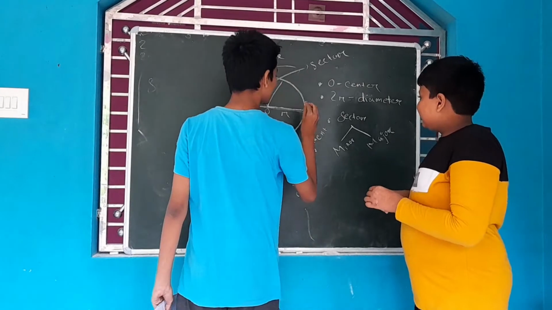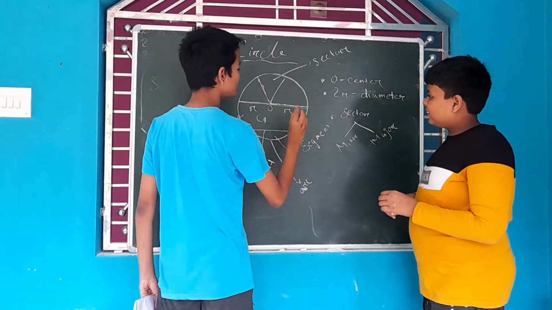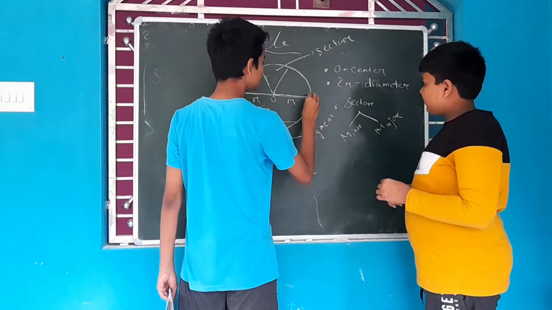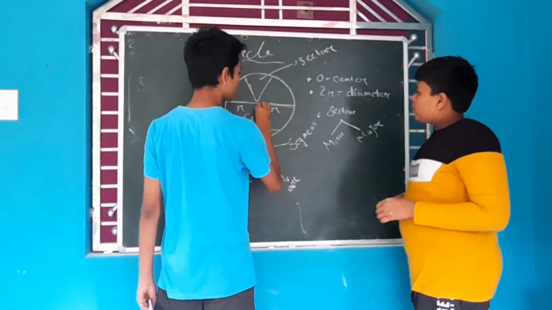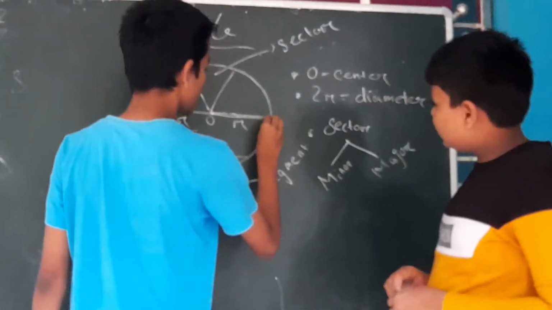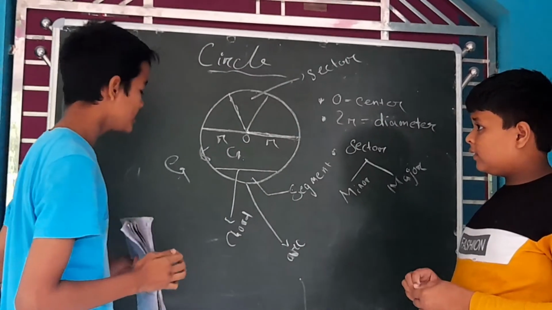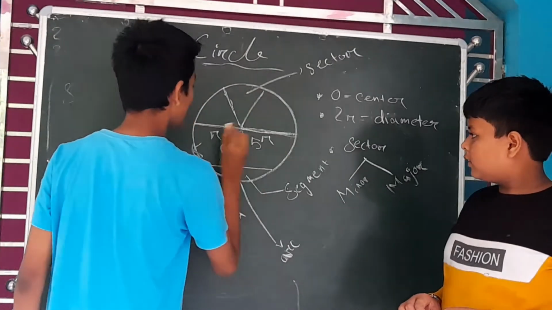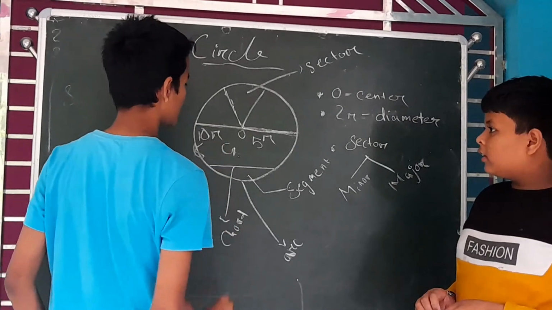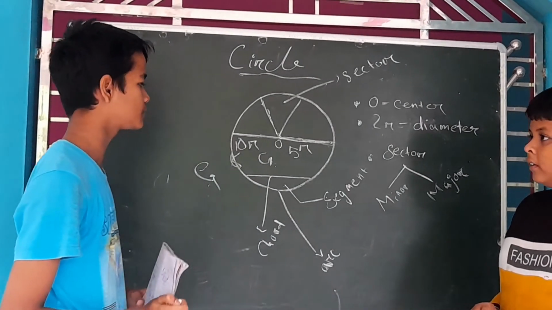Radius is a line from any point on the circle stretched to join the center point of the circle, and it is called the radius. If the radius is 5 centimeters, then the diameter is 10 cm, because it is 2 times the radius.